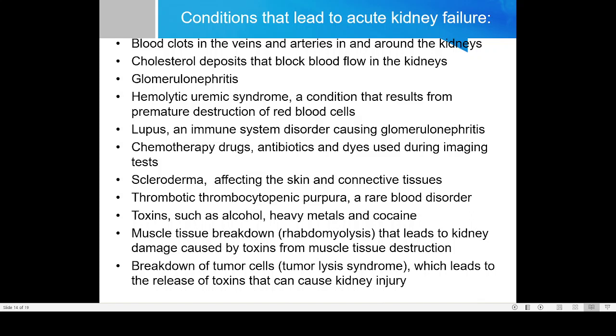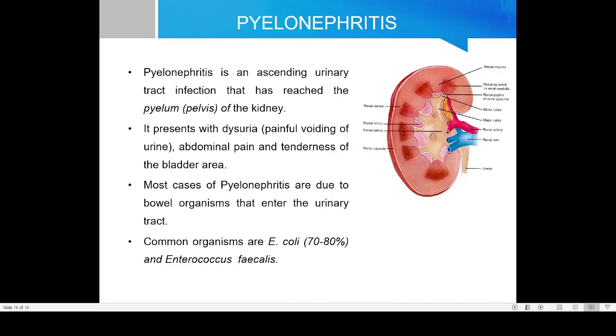Then what are the situations that lead to acute kidney failure? These are some. One is a blood clot in the vein, and cholesterol deposition in your body. Then there are some diseases like lupus, an immune system disease. Then we have scleroderma. A lot of situations can lead to the occurrence of kidney failure.